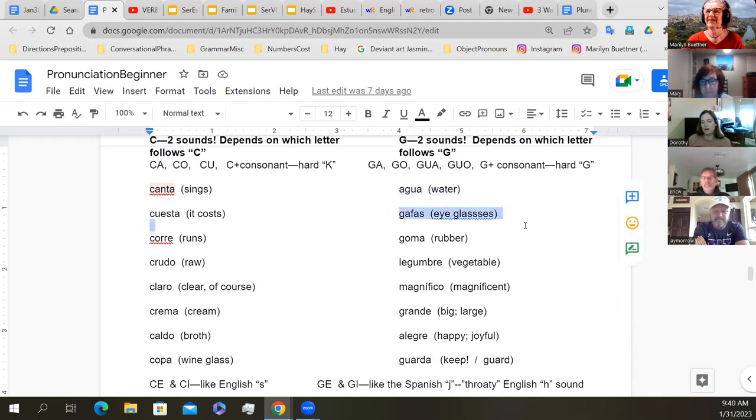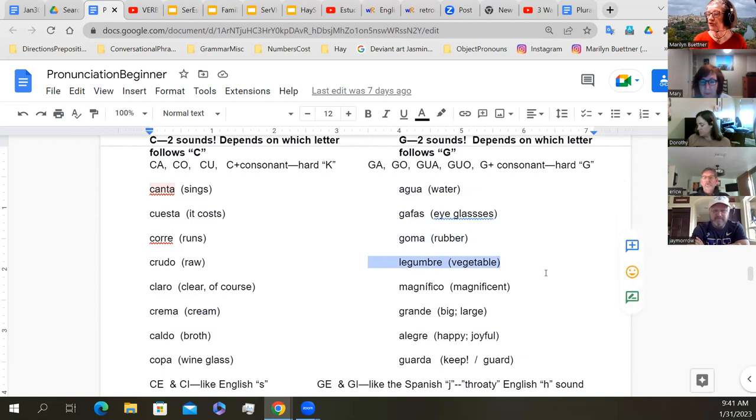One word for glasses, and there are a few words for eyeglasses, but this is one. Depends on the country you go to. They use different words for glasses that you wear on your face. Gafas. Gafas. Okay. Rubber, the substance that you might find on the sole of a shoe or in tires or stuff like that. Goma. Goma.